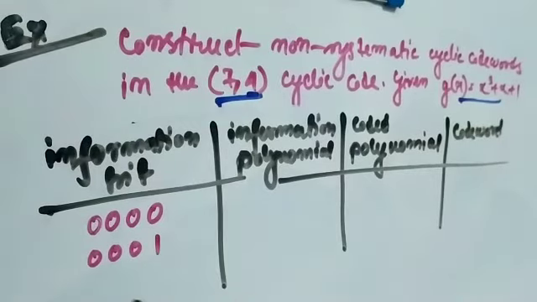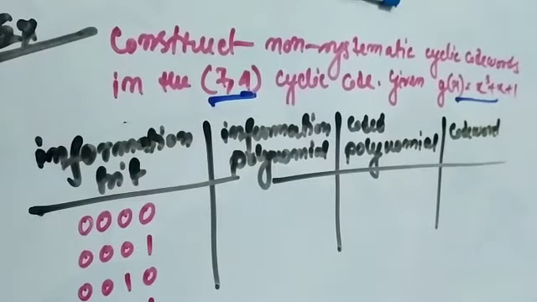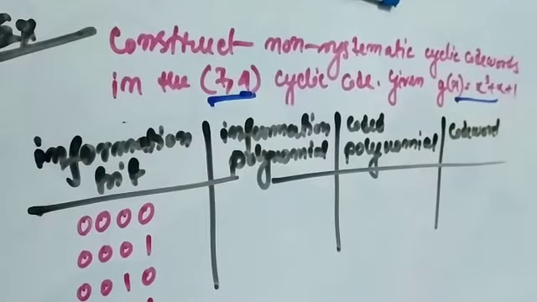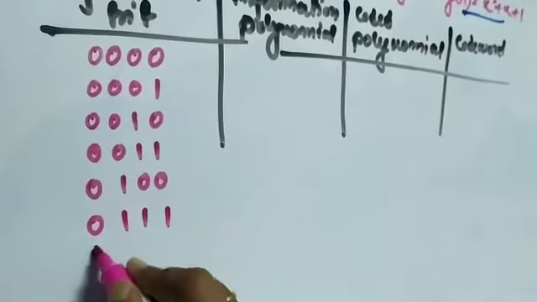So they are 0001, next 0010, then 0011, then 0100, then 0111, then 1000, 1001, 1010, 1011, 1100, 1101.